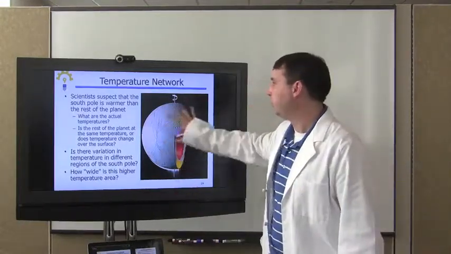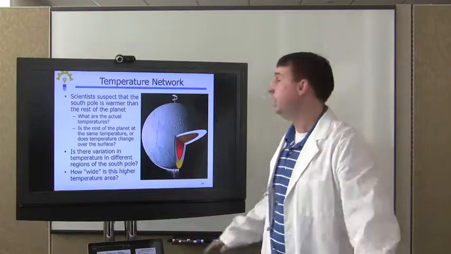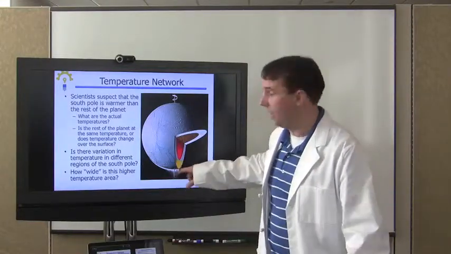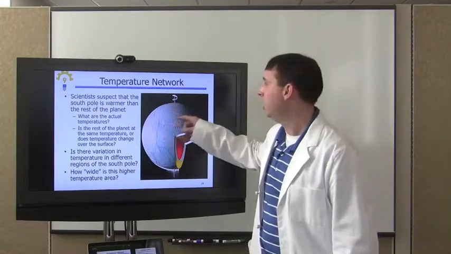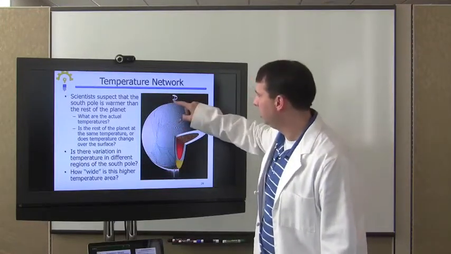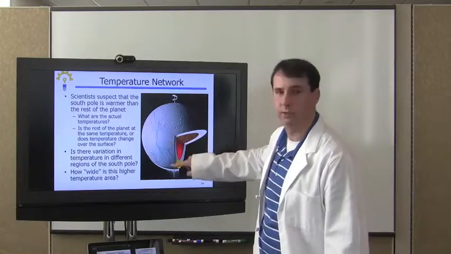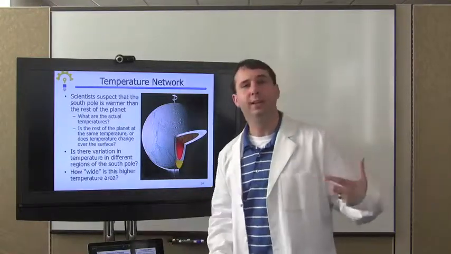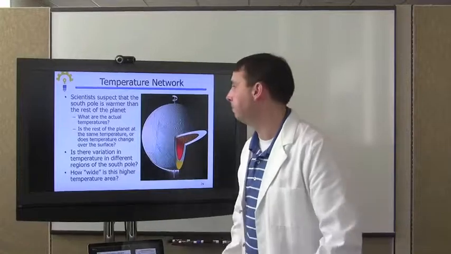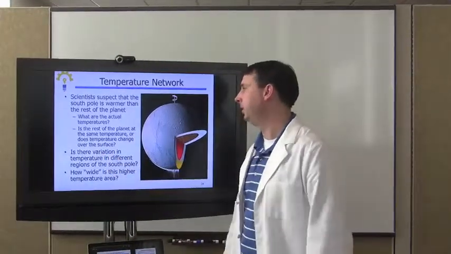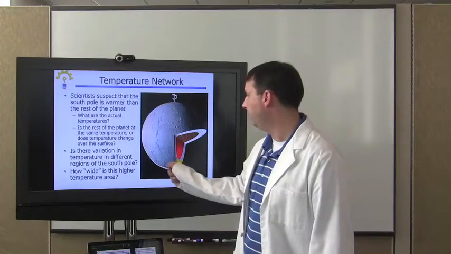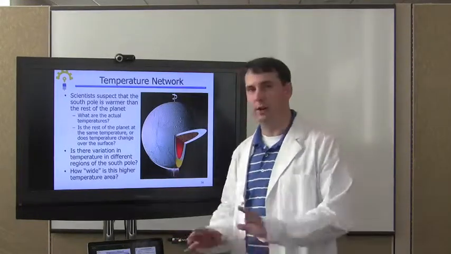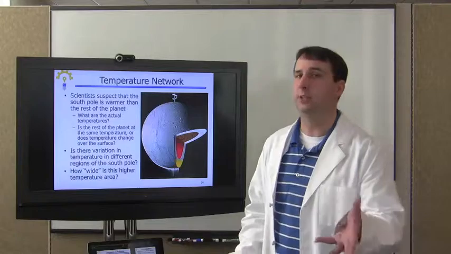First of all, what are the actual temperatures? Second of all, how does the temperature change? Does it change gradually as you go all the way up? Is it a constant change? Or is the temperature constant from here to there and then it changes? Something like that. We don't know. But that's interesting stuff you could look at. Is there a variation in the temperature in different regions of the South Pole? Is it very, very hot here and then it cools down, or is it all the same temperature around here? These are things you could look at.